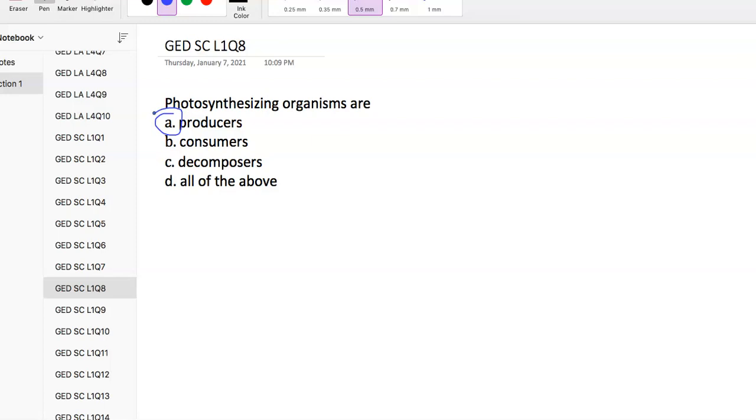Consumers, on the other hand, have to feed on producers or other consumers to survive. And then decomposers take all the dead animals and plants and break them down into their nutrient components so that plants can use them to make more food. So that's our basic difference between producers, consumers, and decomposers.